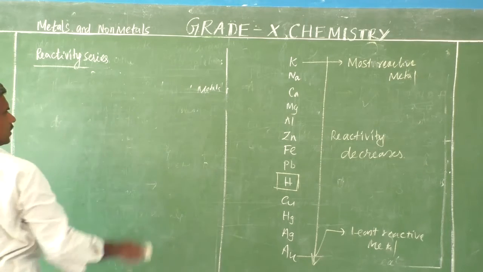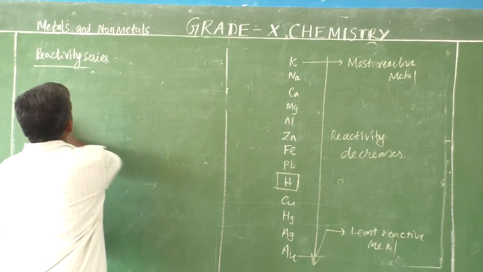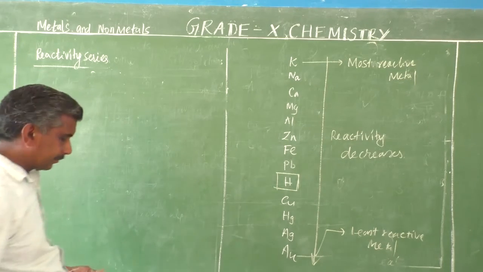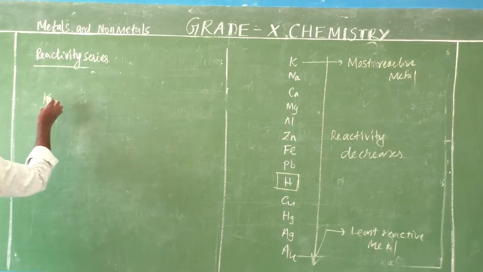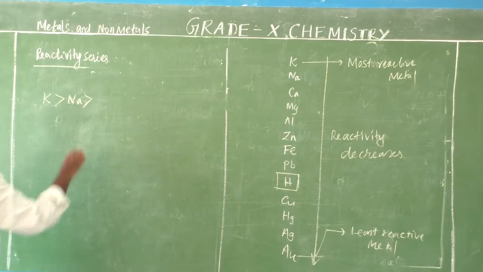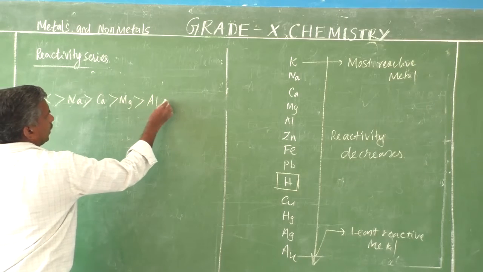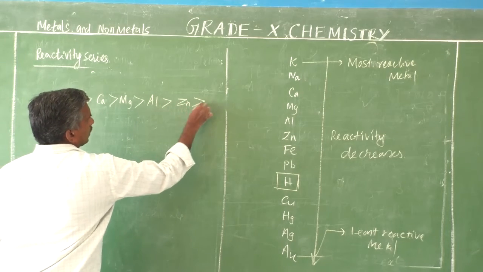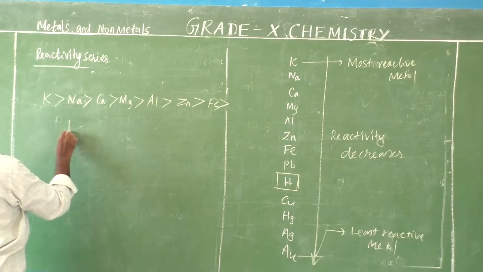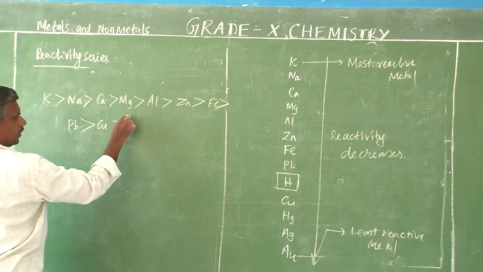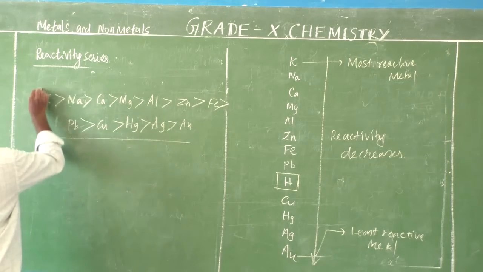I will arrange it in a horizontal way. The highly reactive metal is potassium, then sodium, then calcium, then magnesium, then aluminum, zinc, iron, then lead, then copper, then mercury, silver, gold. Here I have not used hydrogen.